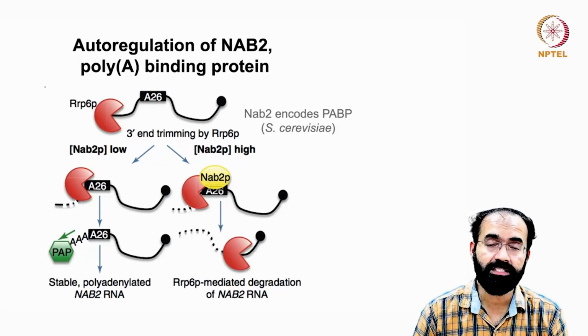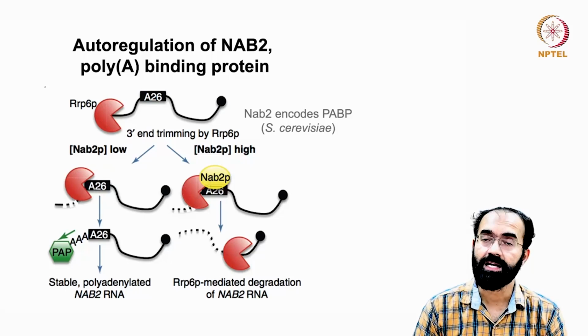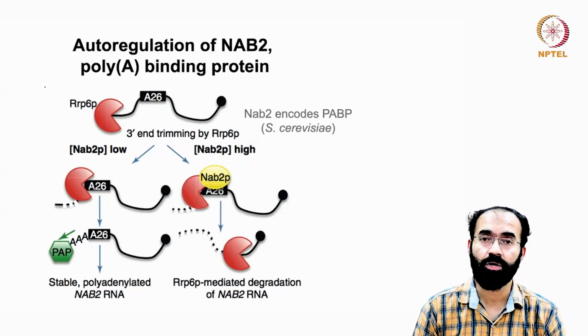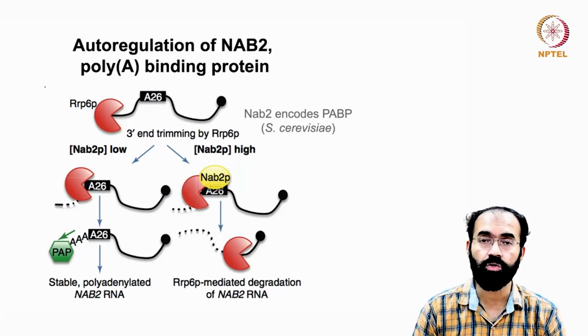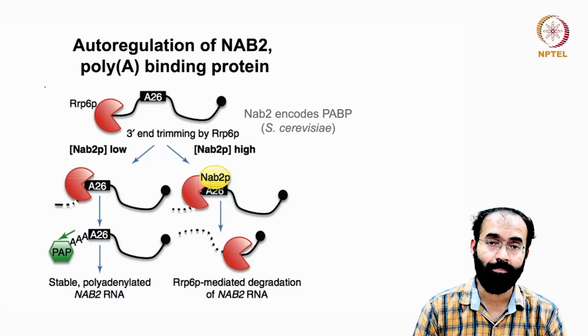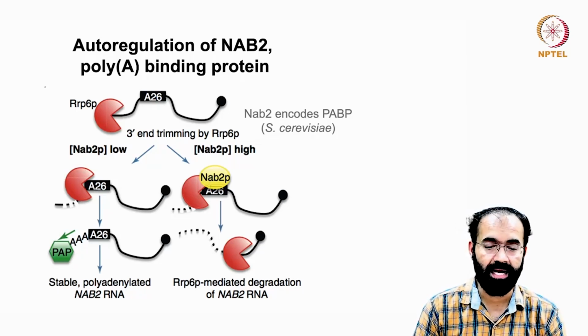Now, if NAB2P is low, trimming is happening by RRP6P, and it will come up to the A26 region. But remember, NAB2P is low. It is not available for binding, because unless the level of NAB2P is high, it is not going to bind to A26. So what happens? No more binding is happening, and once it has reached A26, then it can be a signal for the poly A polymerase. That means addition of the poly A tail can continue, and this will make a stable polyadenylated NAB2 RNA. So this trimming will continue.